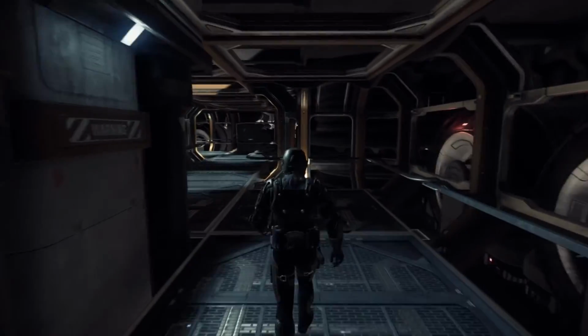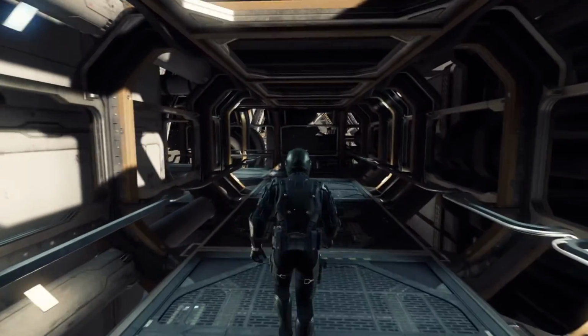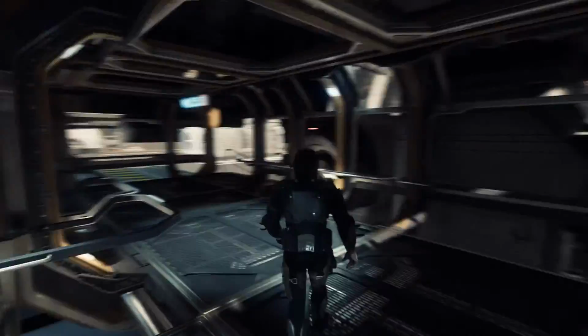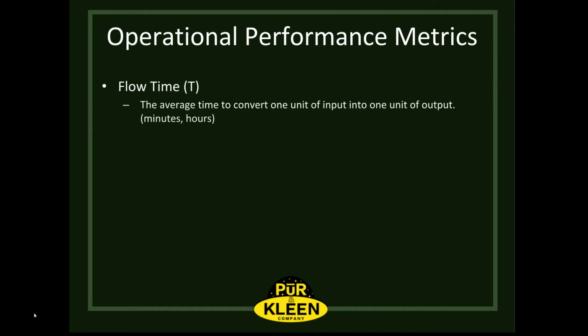Now that we understand process, let's look at metrics. What metrics matter and how should we go about them? Here are the 4 main indicators that you should be tracking. Number 1 indicator is flow time. And by the way, when I say number 1, it doesn't mean that one is more important than the other. It's just literally the order that I wrote them in.